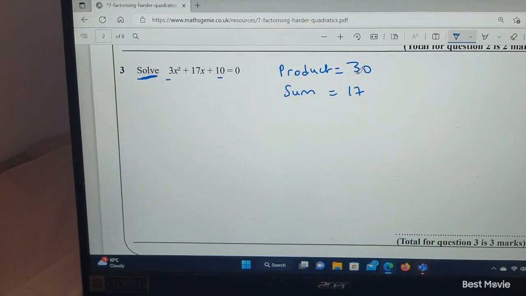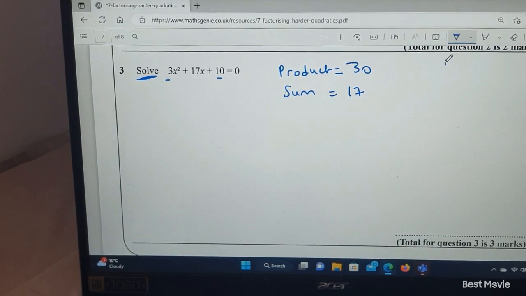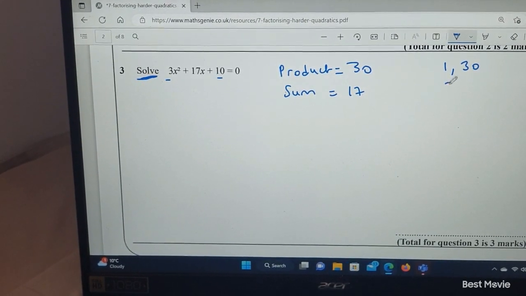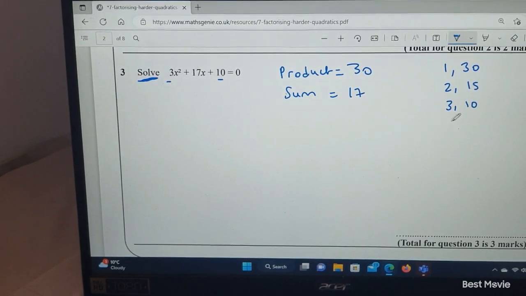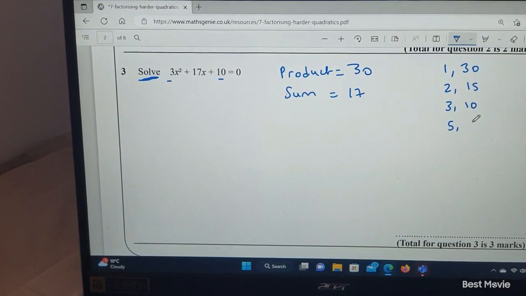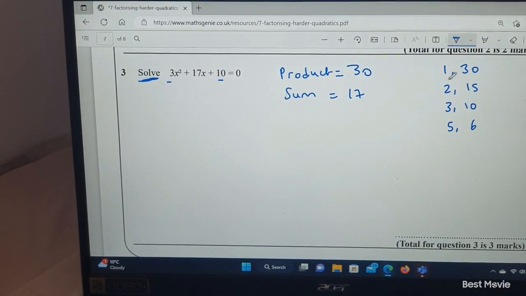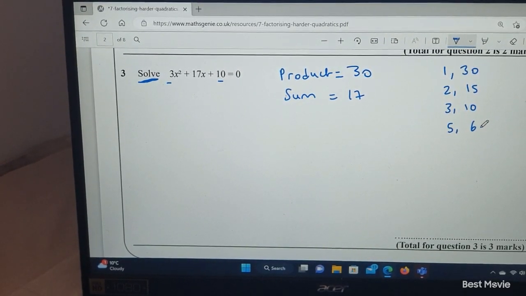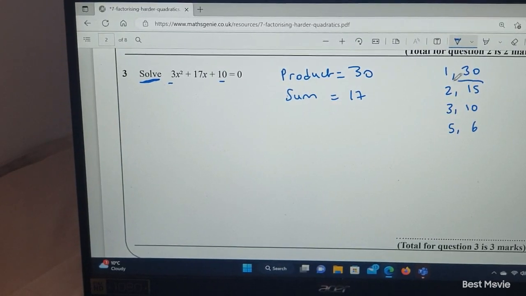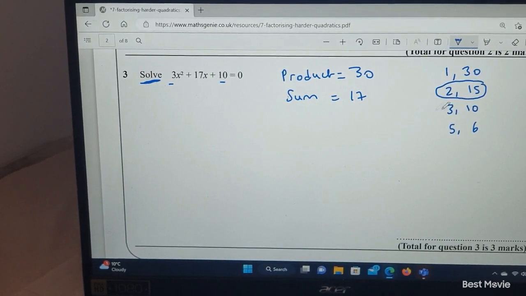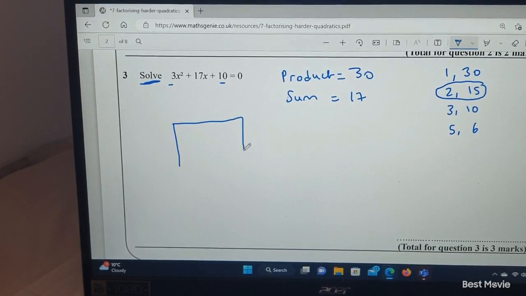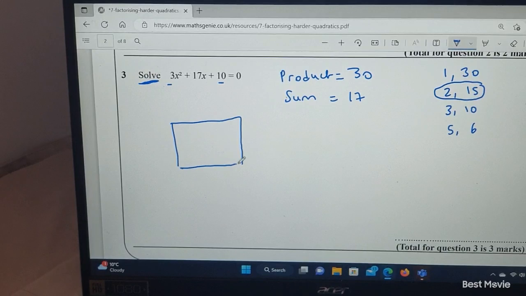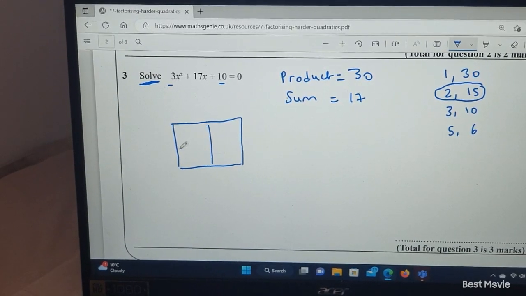So the product of 30: 1 and 30, 2 and 15, 3 and 10, 5 and 6, and then we're checking which of these will give me a sum of 17. So 2 and 15 will give me a sum of 17. Okay, so again, you can pause the video and see if you can put your numbers in the box correctly.